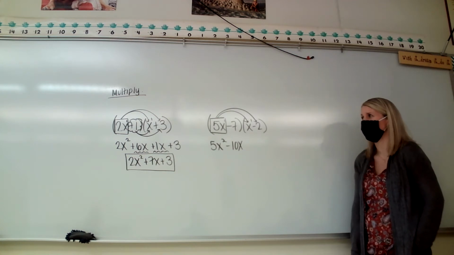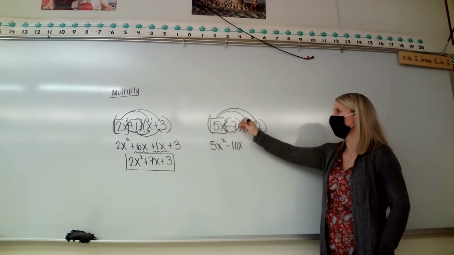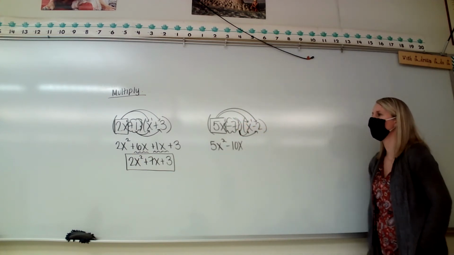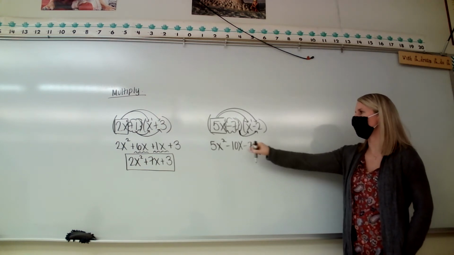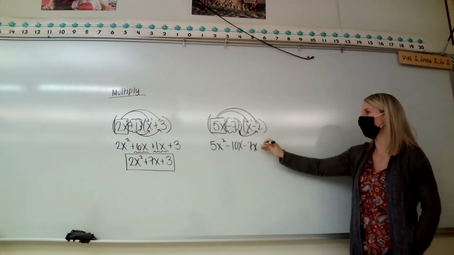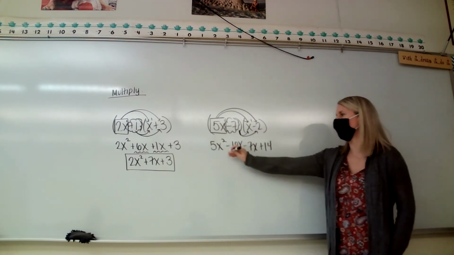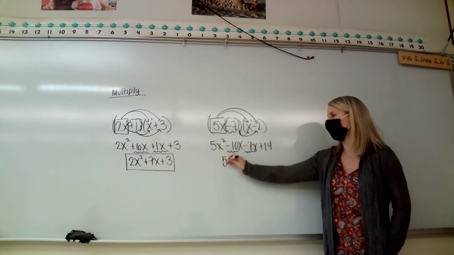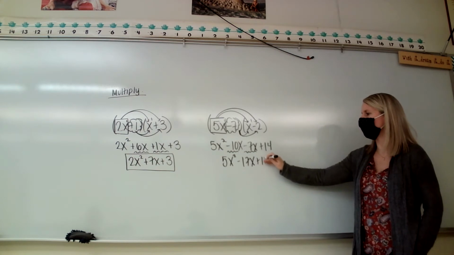And I basically just go back and do the same thing. I just grab the second term and distribute that. So however many terms you have is however many times you're gonna distribute. I'll get negative 7x. Just be careful, a negative times negative will give me plus 14. And then I can combine these middle terms since they're both just regular x's. And my final answer would be 5x squared minus 17x plus 14.